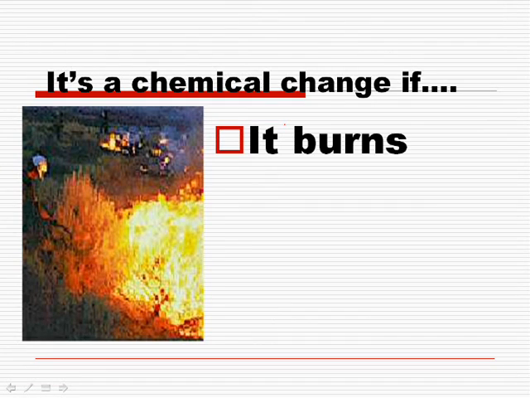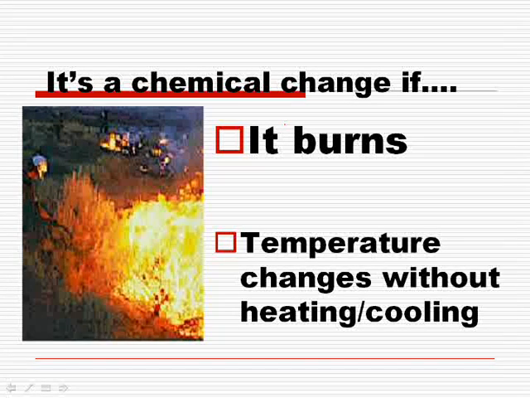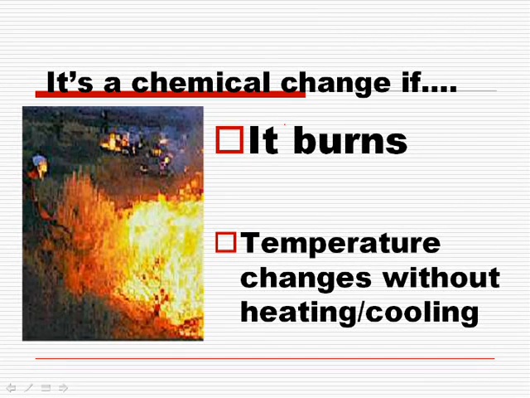Things that are chemical changes are burning. Burning is a chemical change. If you have a temperature change without heating or cooling the item artificially, then that's a chemical change. We call this endothermic and exothermic reactions. Endo and exo, you've heard those terms before.